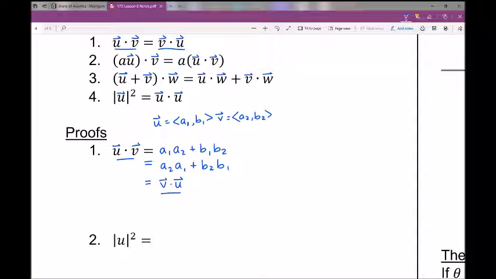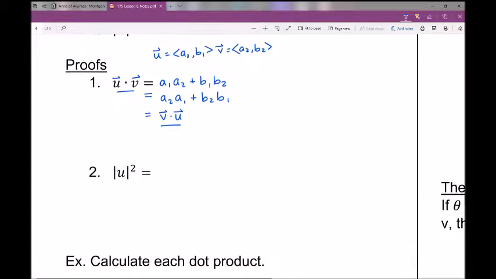Okay, so it's very similar to the identities that we proved earlier in the class. Now let's look at the magnitude of u squared. Let's think about what the magnitude of u is. This time let's just say that u is a, b. The magnitude of u will be the square root of a squared plus b squared, and we're saying that that's squared. So that's the magnitude of u squared. Now, if we square a square root, that's going to give us what's underneath the square root. So we just end up with a squared plus b squared.